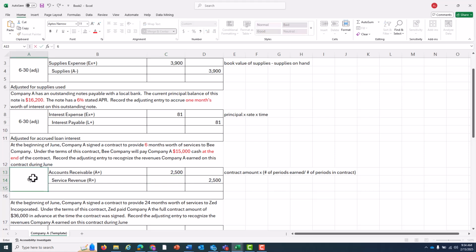So in this entry, we're going to have a June 30th adjustment for accrued revenues. We adjusted for accrued revenues earned.